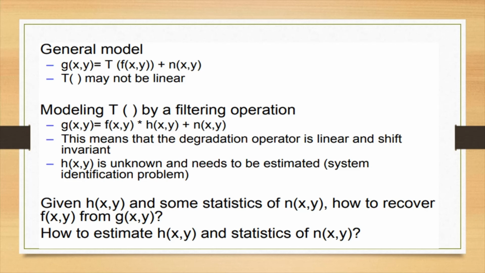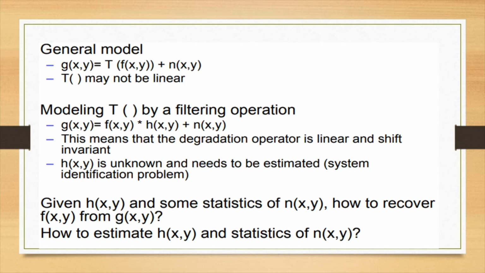Once you have estimated that particular h of xy, you are in a position to evaluate the degraded image g of xy with a convolution of f of xy with h of xy plus n of xy. Once you know this convolution of f of xy with h of xy and the additive noise, then you have the degraded image g of xy. Then h of xy and some statistics of n of xy. How to recover f of xy from g of xy?